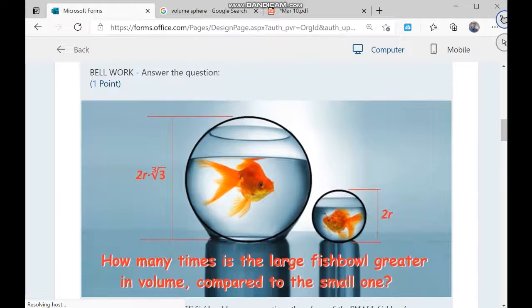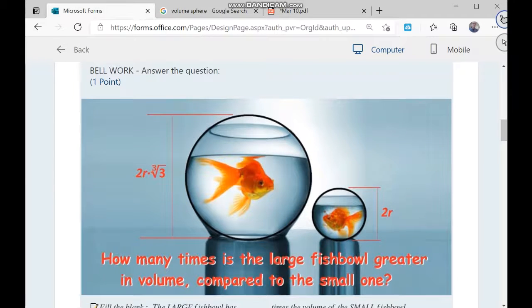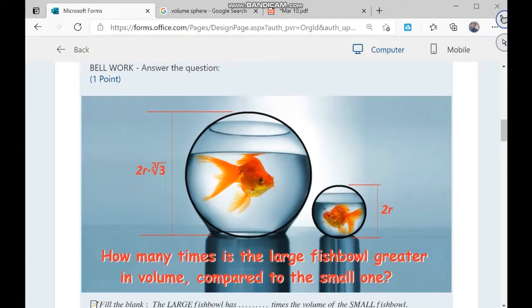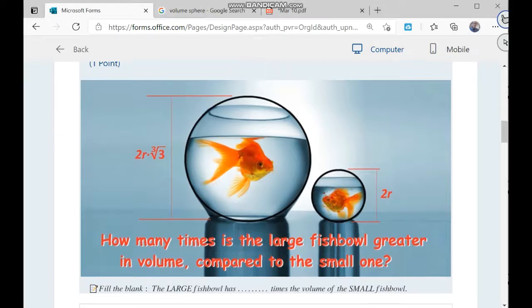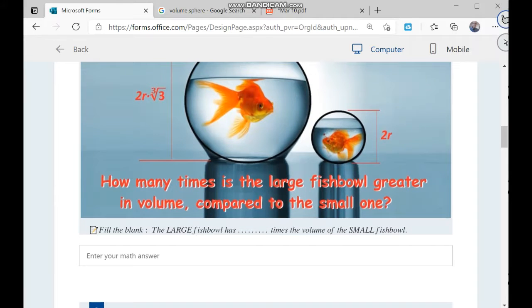What is the answer for this bell work? How many times is the large fishbowl greater in volume compared to the small one? Can you find out how I calculate it? I'm going to prove that we don't need to use the formula of the volume. And I'm going to say at least one student got very close to the right answer.